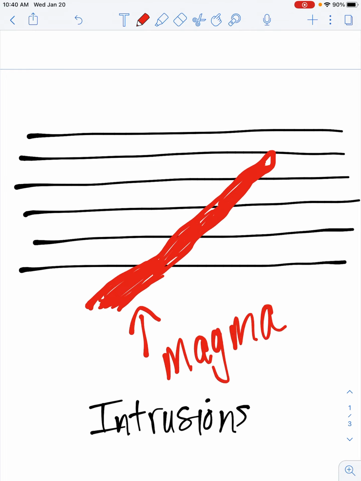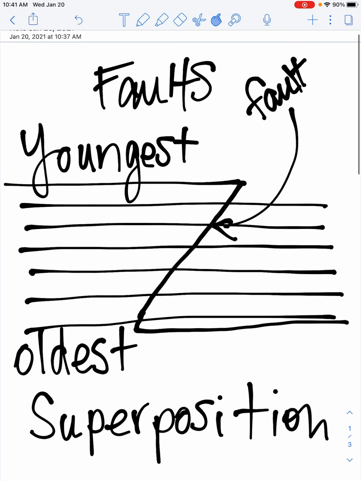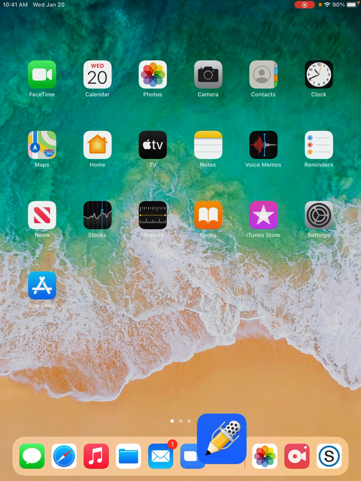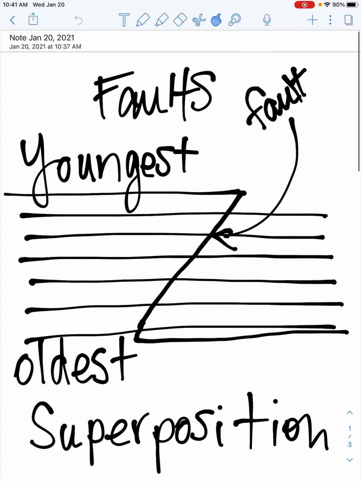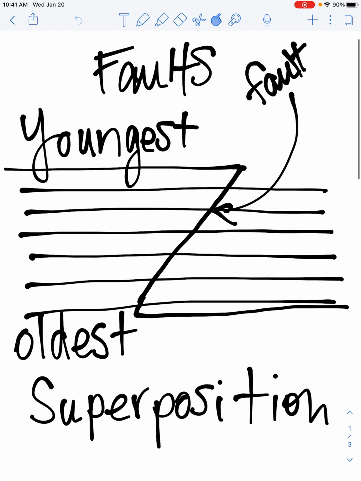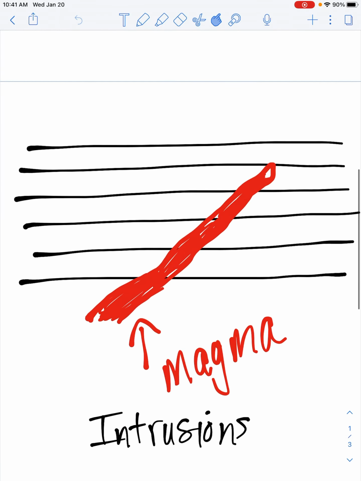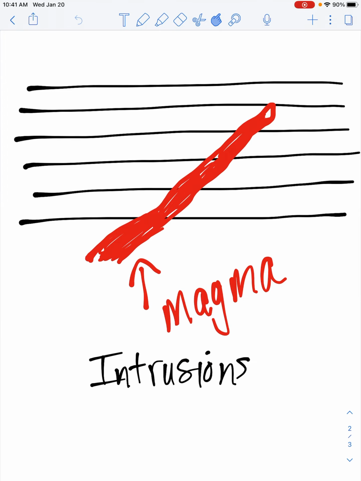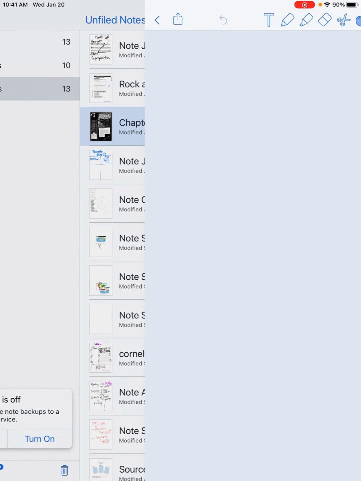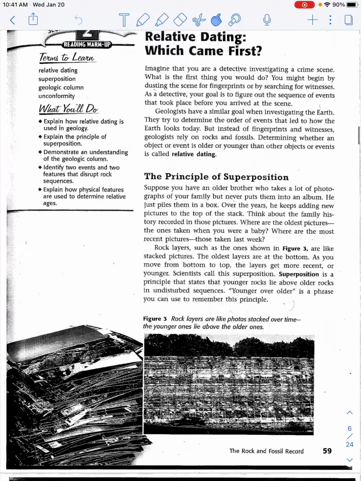Anytime you have either an intrusion or a fault, you'll have to remember that the intrusion and the fault had to have happened after the rock layers were there. It's kind of like you can't eat a sandwich unless the sandwich is there, right? Well, you can't have an intrusion into rock layers unless the rock layers are there first. So let's read that section in the book and see what they have to say, and then we'll answer some of the questions.